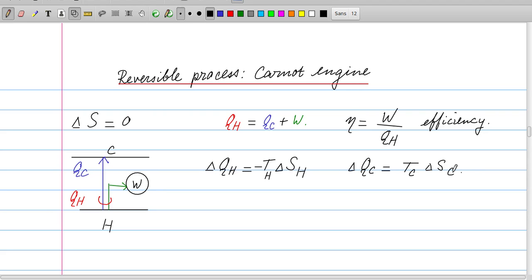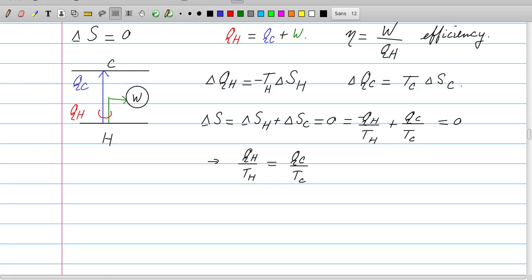Now if the system as a whole is really well insulated, but the hot reservoir is extremely big and the cold reservoir is extremely big, they keep their temperatures. The temperatures do not change, but the two together are well insulated. Then we have that delta S, which is delta SH plus delta SC, should be 0 for a reversible process, and that immediately leads to the conclusion that minus QH divided by TH plus QC divided by TC equals 0. So we can conclude that QH over TH is equal to QC over TC.